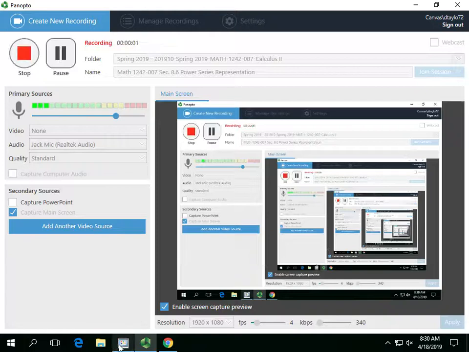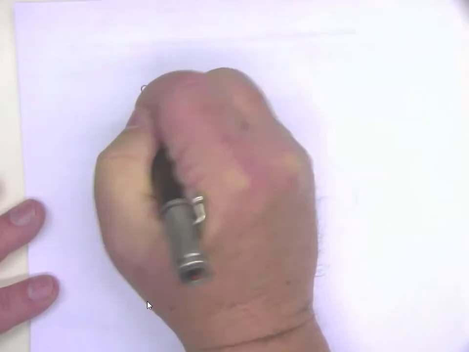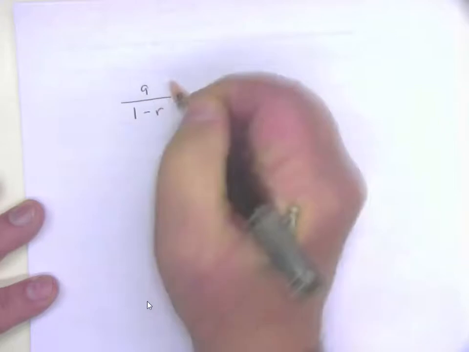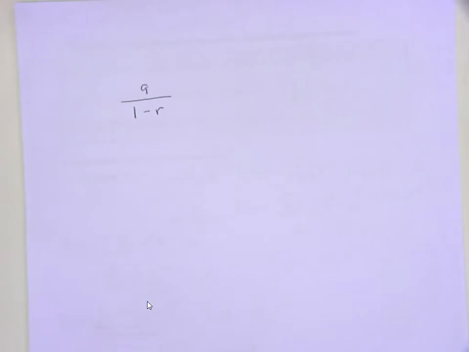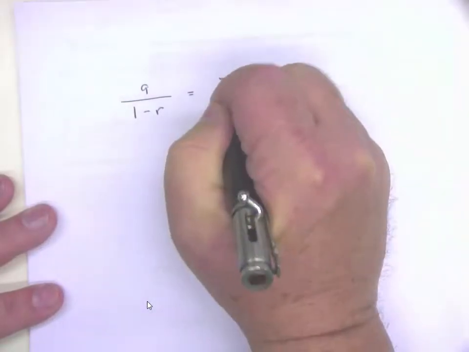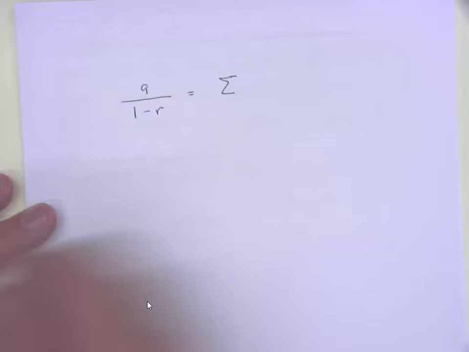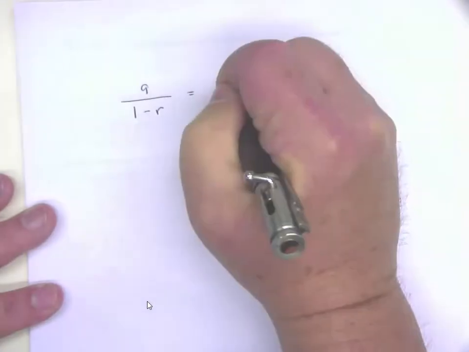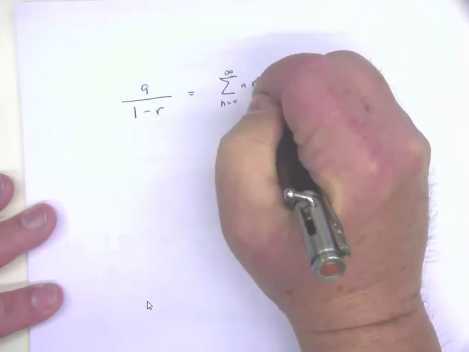So we're working on power series representation, and just to remind you of what you were working on, here's the ultimate goal. We are trying to turn some kind of interesting function into a over 1 minus r, which is what the geometric series converges to, provided that the absolute value of r is less than 1. So this would be equal to the sum, and we've got the new and improved geometric series, n goes from 0 to infinity of a r to the n.